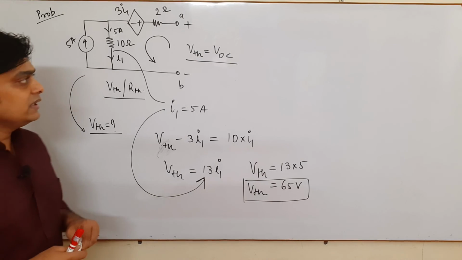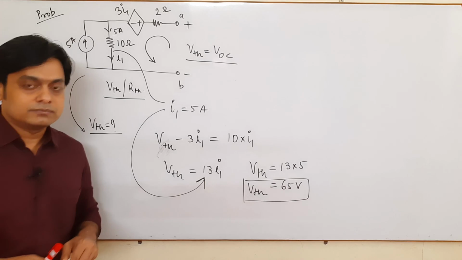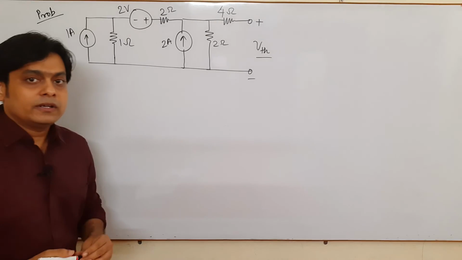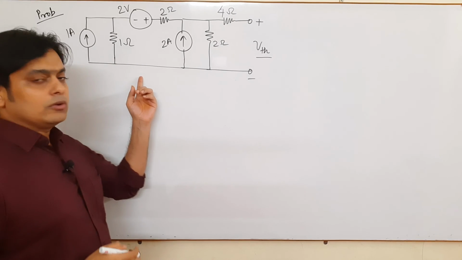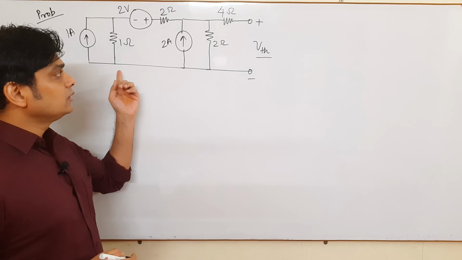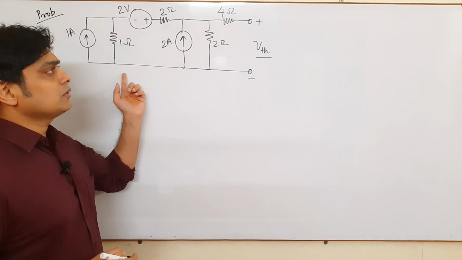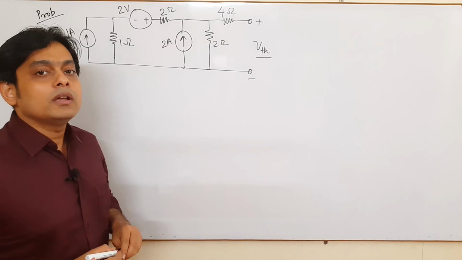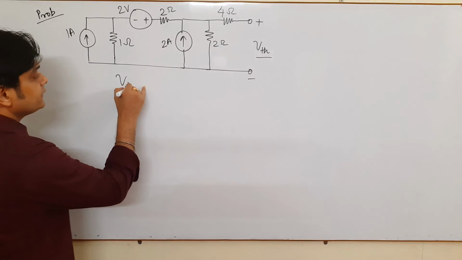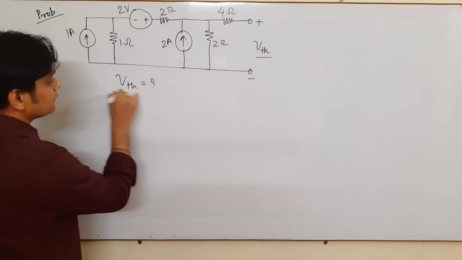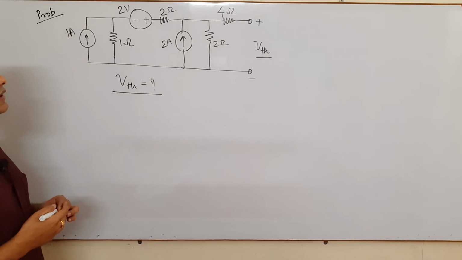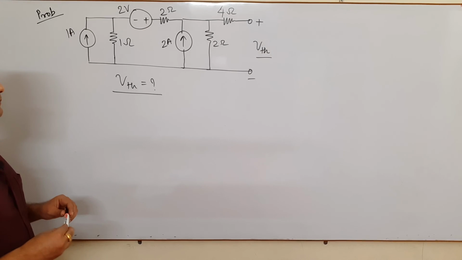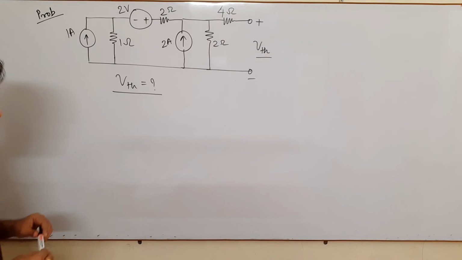Now we go for the next problem. So friends, this is our next problem. This problem was asked in GATE 2020. I think it was a 2-mark question in which you have to find the value of VTH. Now we will see how we find the value of VTH for this particular network.